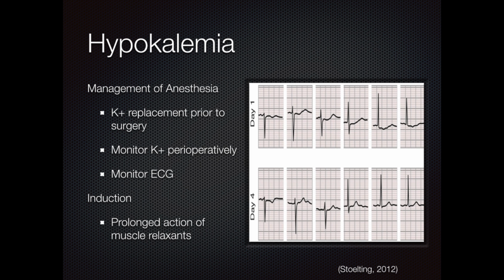To prevent further decreases in potassium, the anesthetist should avoid administering insulin, beta agonists, bicarb, and diuretics. It is also prudent to avoid hyperventilation and respiratory alkalosis. Hypokalemia can theoretically prolong the effects of muscle relaxants. The anesthetist should titrate doses based on nerve stimulation.